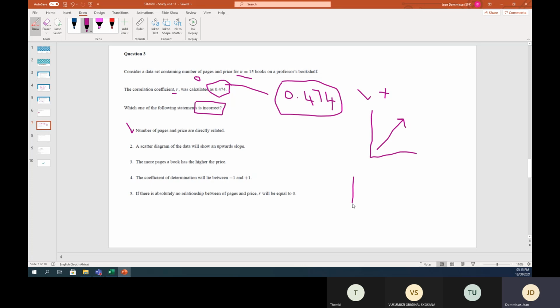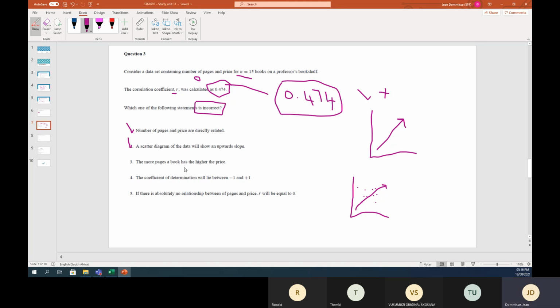A scatter diagram of the data will show an upward slope. Like I tried to show there, the data will look something like that. And if you draw the regression line, it will move through that data and it will slope upwards. Okay. Let's look at the next one.